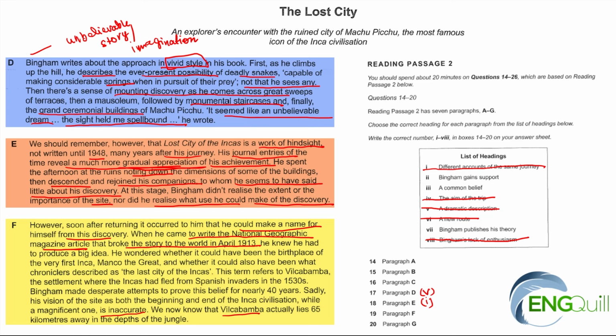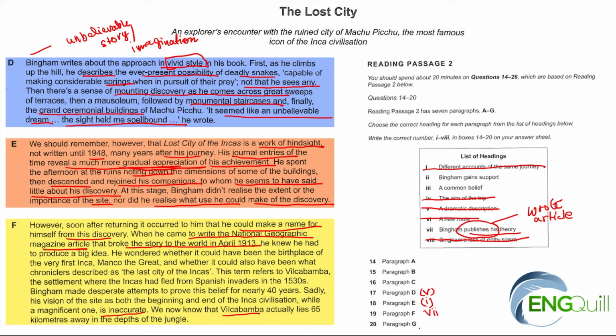Now, if you look at these two, common belief, no. Again, I'm doing my process of elimination. I went back to the list of headings. Common belief, no. Gaining support, no. Publishes his theory, yes. Something which is publishing is written about. The word wrote, the word article that you find in the passage. So definitely for paragraph F, my answer has to be 7. He publishes his theory. All right.